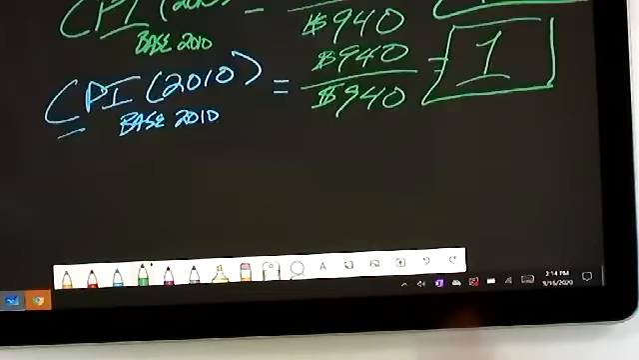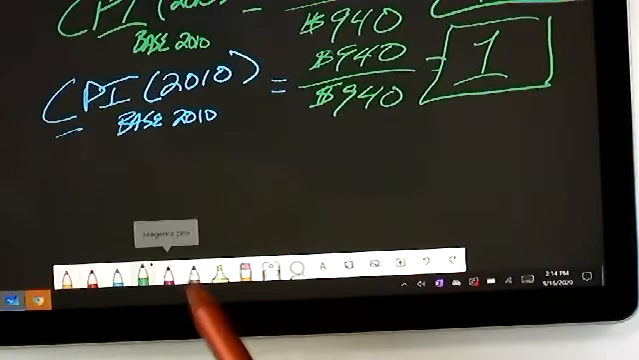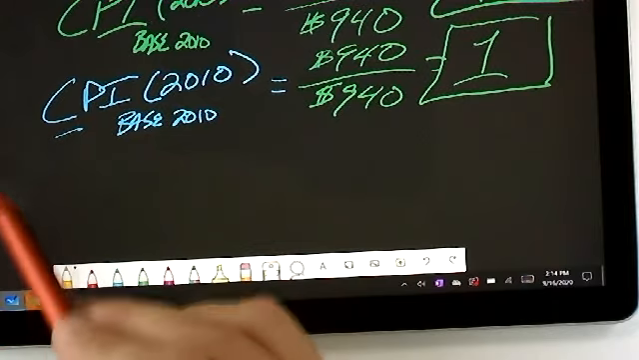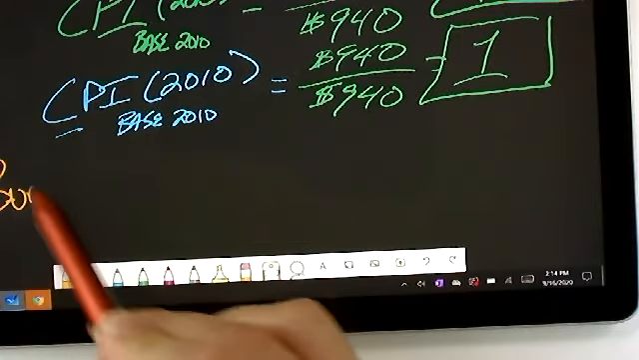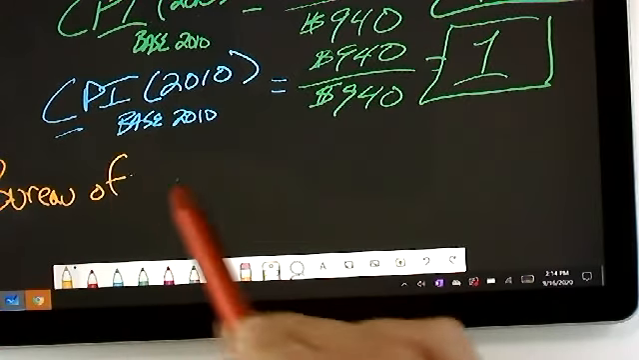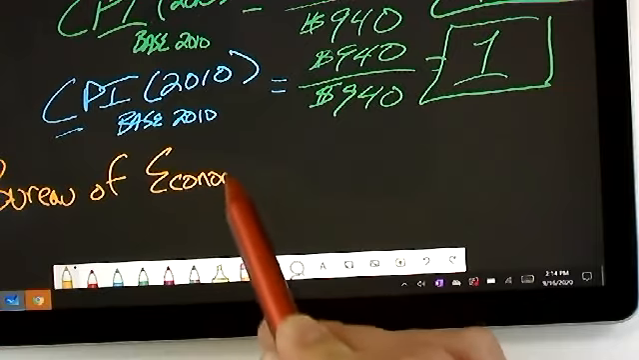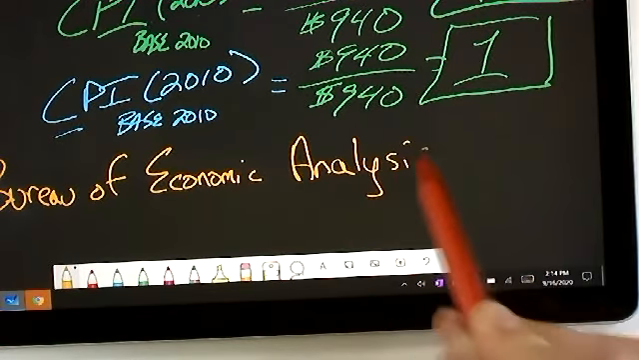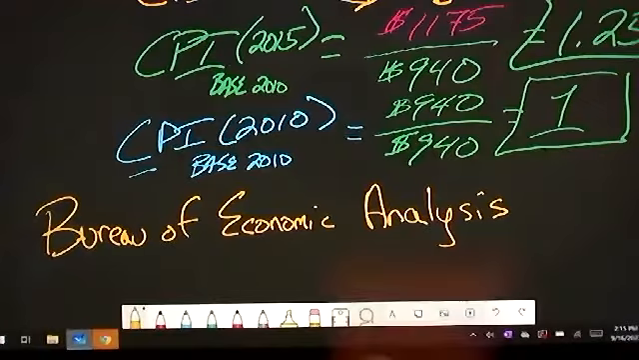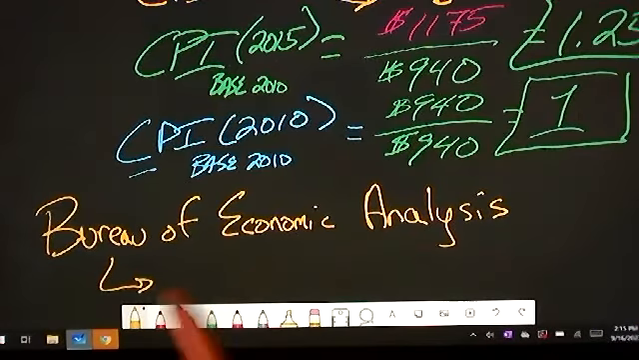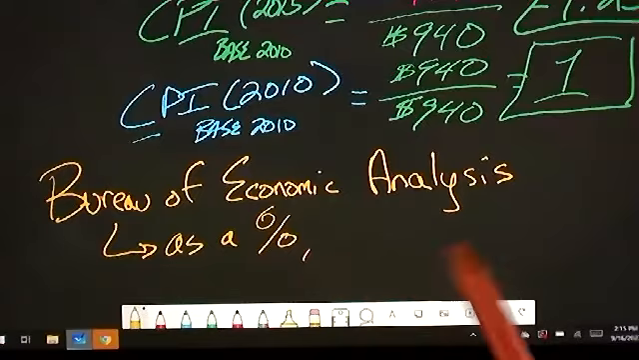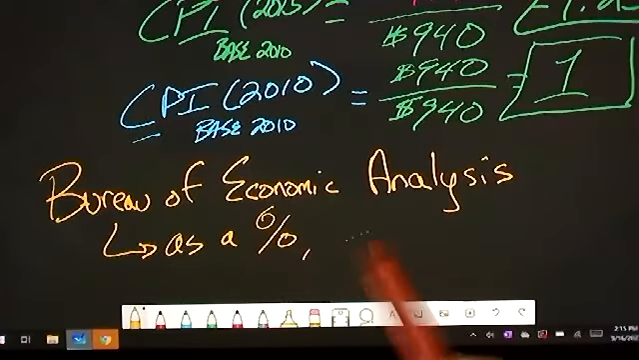Now, the BEA, the Bureau of Economic Analysis, they're the ones that publish this, and they end up publishing it as a percentage. So you take this and you just multiply it by 100.